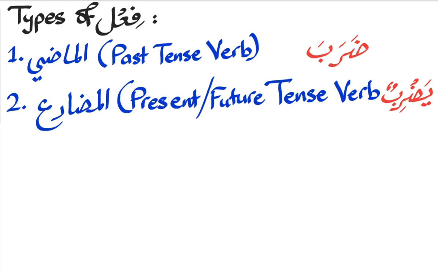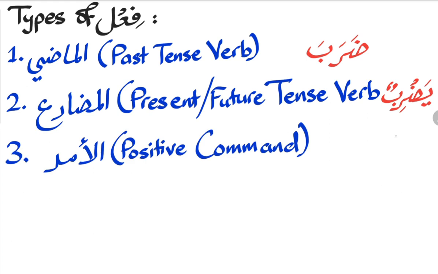The third type of fi'l is al-amr, which means a positive command or an imperative command. For example, the word idrib means hit. So that is a positive command.